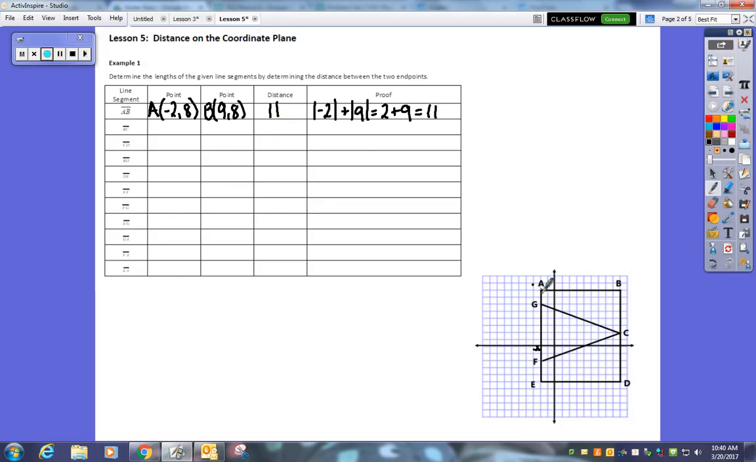You can also count between the 2 points. Just remember to start where the point is and go to the other point. So 1, 2, 3, 4, 5, 6, 7, 8, 9, 10, 11. Just proves that we had it correct. Now the next one, I know it's kind of hard to see on here, but it should be clear on your paper, is line segment BC. Now we already have the point for B. B is at 9, 8.